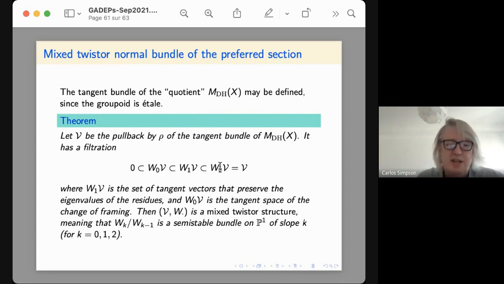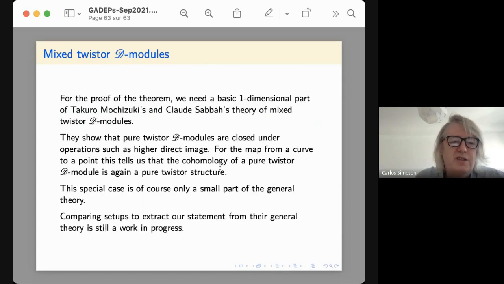So that's what I wanted to say. To comment on the proof of that theorem, you need to use this theory of mixed twistor D-modules by Sabbah and Mochizuki. And in fact, I said theorem, but this is still work in progress, to extract that mixed twistor structure statement from the general theory of mixed twistor D-modules. So that's still in progress. Okay, so I'll stop here.